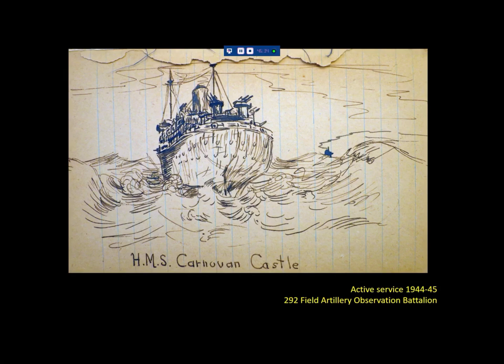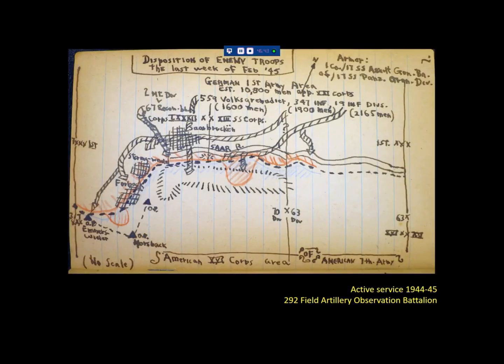And when they got to Southampton, they went to a place called Swanage for a few days and eventually were shipped over to France. They arrived in Le Havre, where the town had been pretty much obliterated, and then they went east into Germany. And this map here shows the disposition of enemy troops in the last week of February 1945. This is his war. This is what he did. The bottom left, 3 purple or blue triangles.